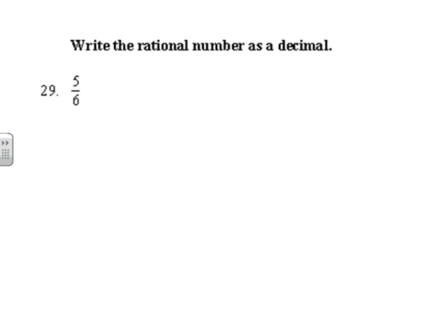Number 29, we're just going to divide. Top dog goes inside the doghouse, bottom dog sleeps outside. 6 will not go into 5, so we'll put a 0 right above the 5. So we need to add a decimal point with a 0 and a decimal point directly above where we had it. 6 will go into 50, and it will go in 8 times.